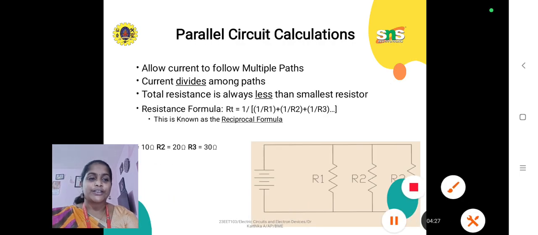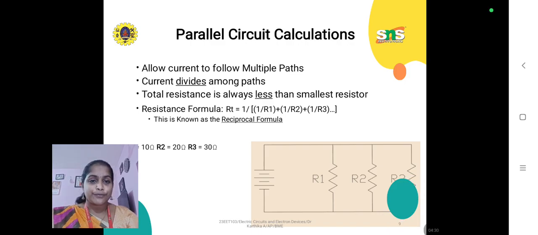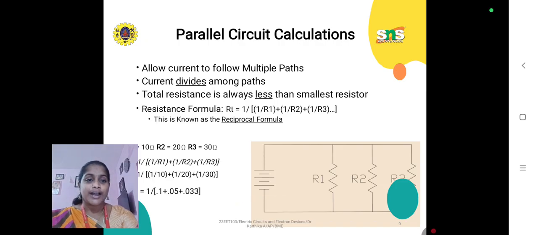Next, parallel circuit calculations. It allows current to follow multiple paths. Current divides among paths. Here the total resistance is always less than the smallest resistor. The resistance formula is RT equal to 1 divided by (1 by R1 plus 1 by R2 plus 1 by R3 plus etc.). This is known as the reciprocal formula. Here R1 is 10 ohm, R2 is 20 and R3 is 30. Substituting all the R1, R2, R3 values in the above RT formula, we will get the value of RT equal to 5.45 ohms.